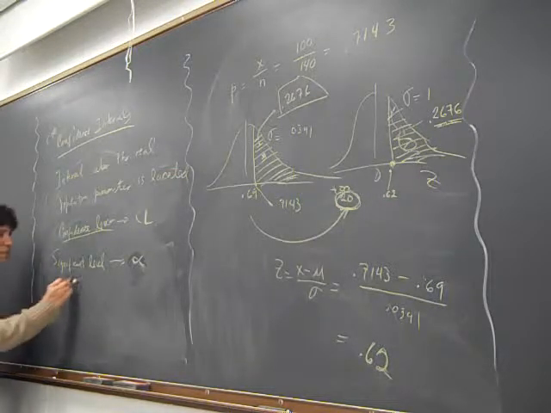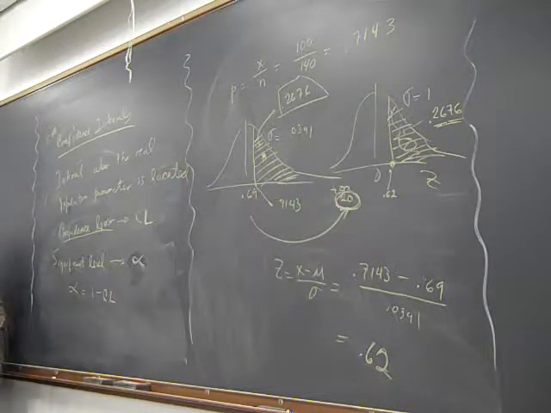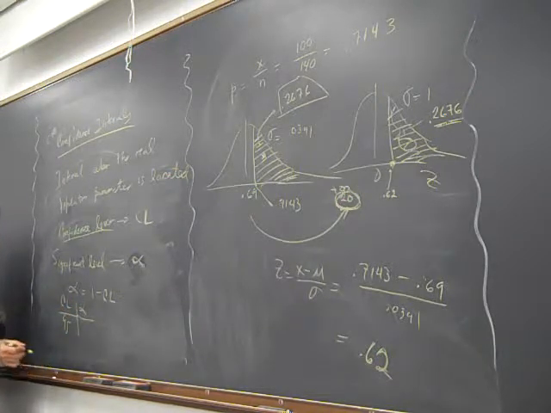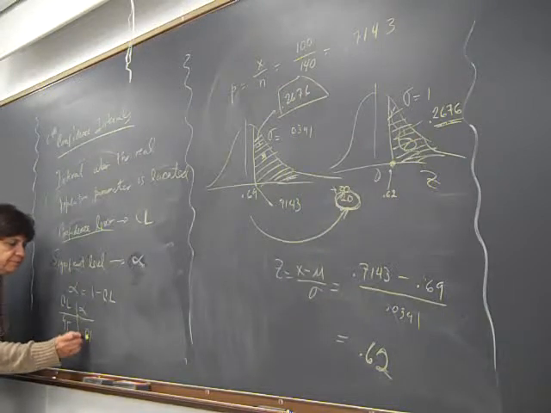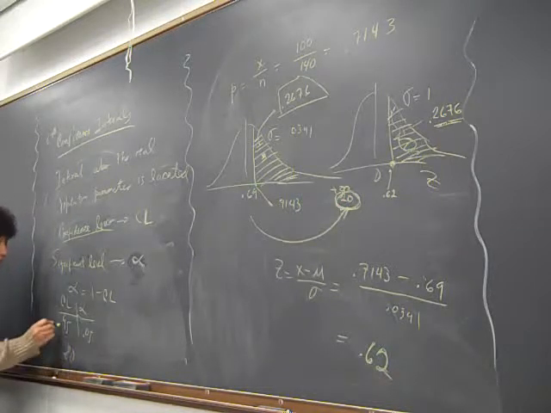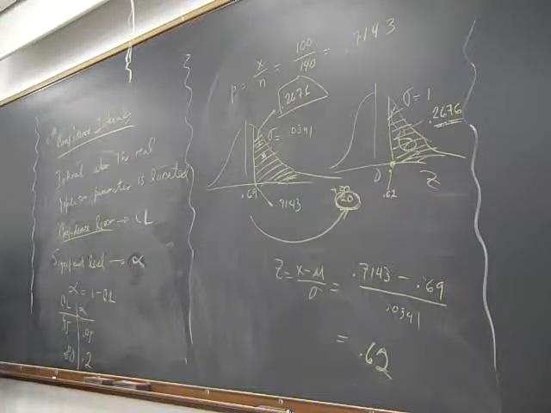And alpha is equal to 1 minus confidence level, such that if the confidence level is 95 or 0.95, my alpha is equal to what? 0.05. Okay? If my confidence level is 0.80, or 80%, my alpha is equal to 0.2 and so on. So alpha is equal to 1 minus my confidence level.